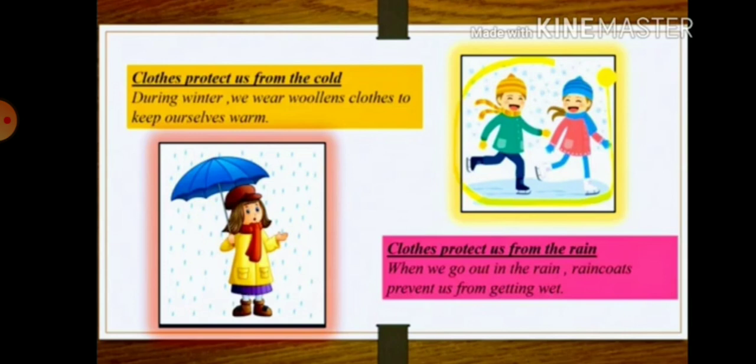So, all these points you have to learn carefully, and at least try to read this lesson one time. My dear children, at least you have to read this lesson one time, and try to complete the exercise. All the best, my dear children.